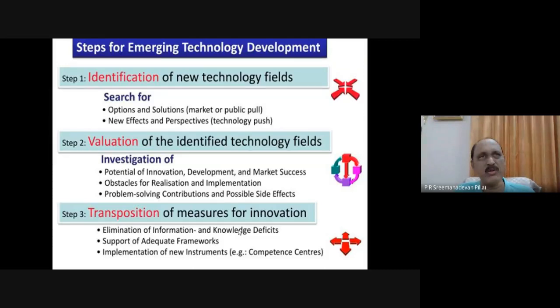8 to 14% is what is spent on innovation in the US. We spend hardly between 0.6 to 1.2%. So where we stand, that is a deficit in our country. It is required for sustainable development, and any innovation need not be sustainable also.